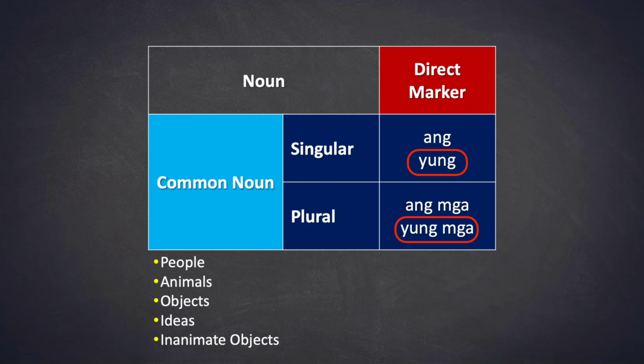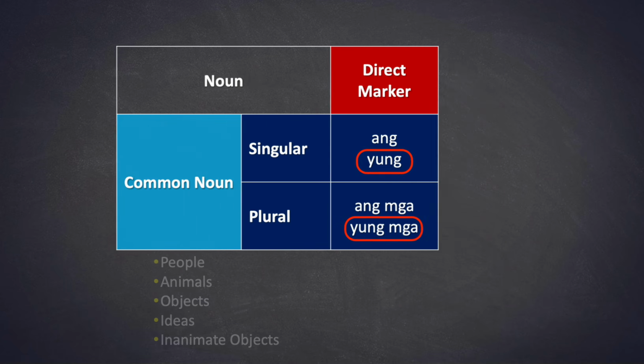Let's continue. Now, let's go back to our table. You might be wondering, what is this yung and yung mga are all about? What are those? Those are the alternate markers for ang and ang mga. Why do we need an alternate marker? You may ask. What for?